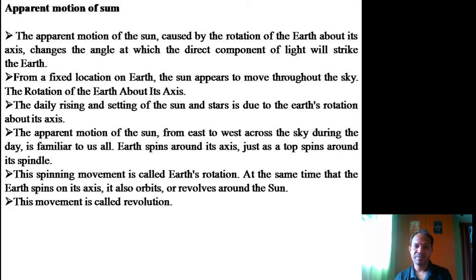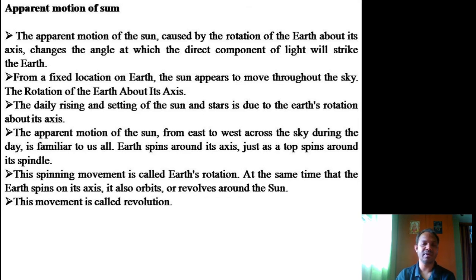Actually it seems that the earth is not rotating, only the sun is changing its path. But actually what is happening is the earth is rotating, and with respect to that we see the change in the path. We feel that there is a change in the path of sun. Is it clear? This is caused by the rotation of the earth about its own axis, which changes the angle at which the direct component of light will strike the earth. From a fixed location on the earth, the sun appears to move throughout the sky.